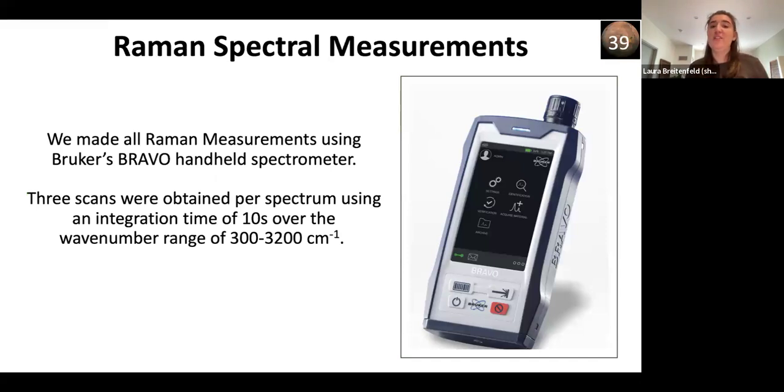So after creating this large data set of samples to analyze, we made our Raman measurements using Bruker's Bravo handheld spectrometer with 3 sample scans obtained with an integration time of 10 seconds from 300 wave numbers to 3,200 wave numbers. This instrument was particularly useful in making these measurements because it has a large spot size. And this again allows us to evaluate multiple minerals within a single spectrum.